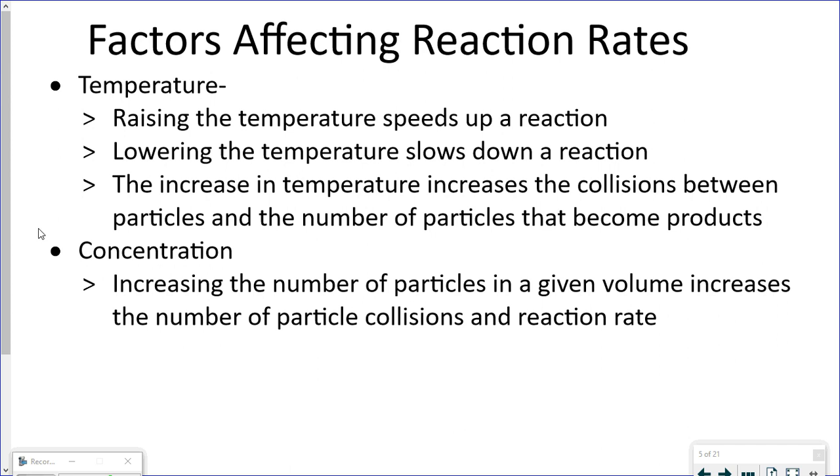In terms of concentration, remember concentration was looking at how much is dissolved in a substance. If you increase the number of particles in a certain volume, more particles simply means there's not a lot of empty space between the particles. They're going to collide more often. So this would end up increasing the reaction rate.